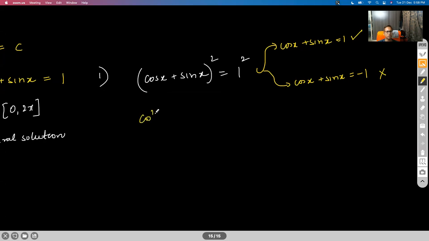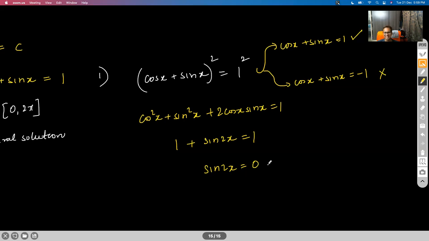When you square it, you get cos square x plus sine square x plus 2 cos x sine x equal to 1. Now, cos square plus sine square is anyways a 1. And 2 cos x sine x is as good as sine 2x, isn't it? That means sine of 2x is zero, correct? So you can write down the general solution as 2x is n pi plus minus 1 to the power n into zero, which is as good as n pi. Which means x is n pi by 2, n could be any integer.